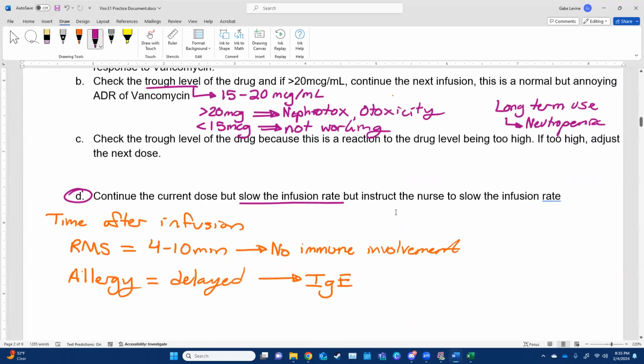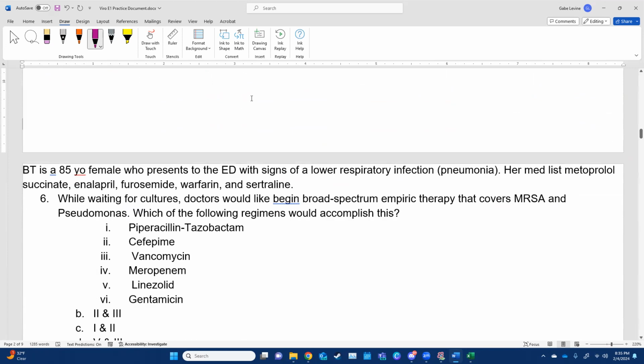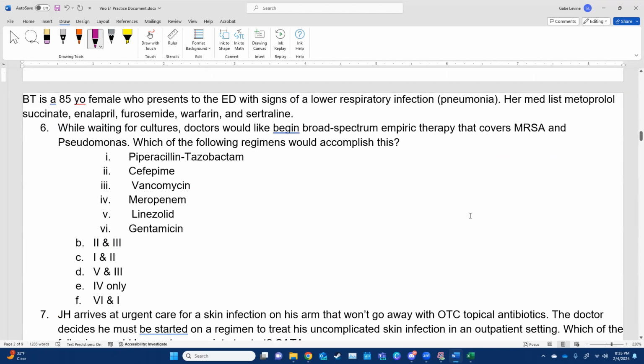Any questions about 5? Does it make more sense? Maybe, sort of. Okay. All right. BT is an 85-year-old female and presents to the ED with signs of lower respiratory infection, pneumonia. Her med list includes metoprolol succinate, enalapril, furosemide, warfarin, and sertraline. While waiting for cultures, doctors would like to begin broad-spectrum empiric therapy that covers MRSA and Pseudomonas. So which of the following regimens would accomplish this? Based on what we talked about earlier, you should have a pretty good idea of what is going to cover Pseudomonas and MRSA.